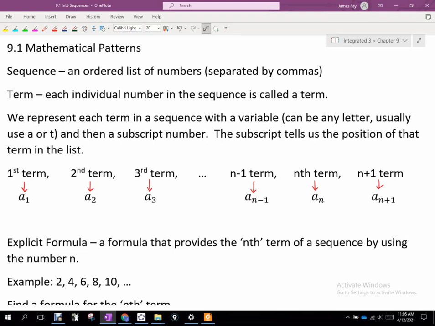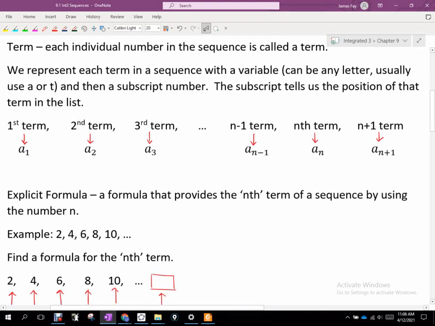But we use a variable and then a subscript number. A subscript is a number at the bottom right-hand corner. We do nothing with it in regards to a calculation. It tells you the position something is in the list. So I don't have any specific values right now, but let's say that we have our first term, let's say it's 4. And then our second term is 8. And our third term is 12. And we keep going.